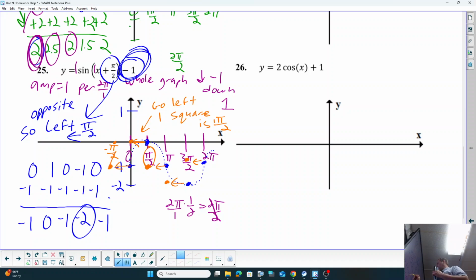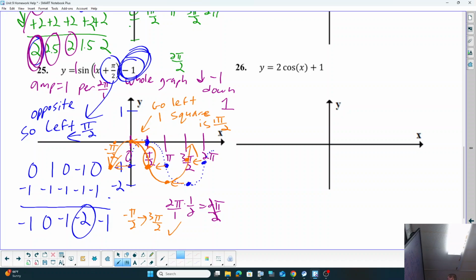So now we're actually going to go up and then down and then up again. That's the one. So again, our parent function was here, and we shifted left one. Do you see it? From negative pi over 2 to 3 pi over 2 is what we just did there.